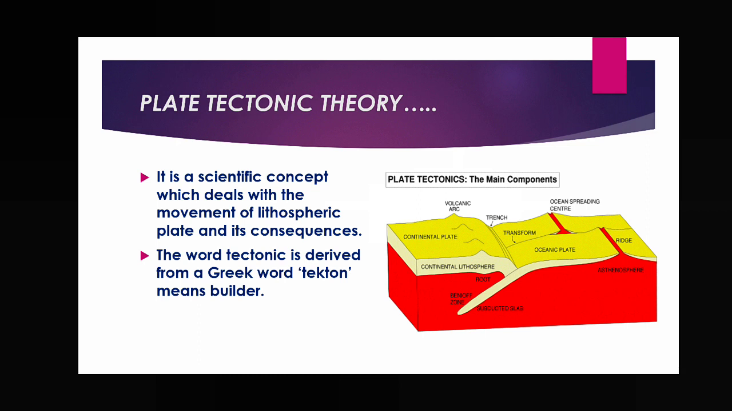Consequences means, as we already discussed, when two plates are moving towards each other, they collide with each other, the heavier plate goes down, and the part of this heavier plate which enters the asthenosphere gets melted, and then it converts into magma, liquid material, and also along this boundary earthquakes occur, volcanic eruptions occur, folded mountains are formed.